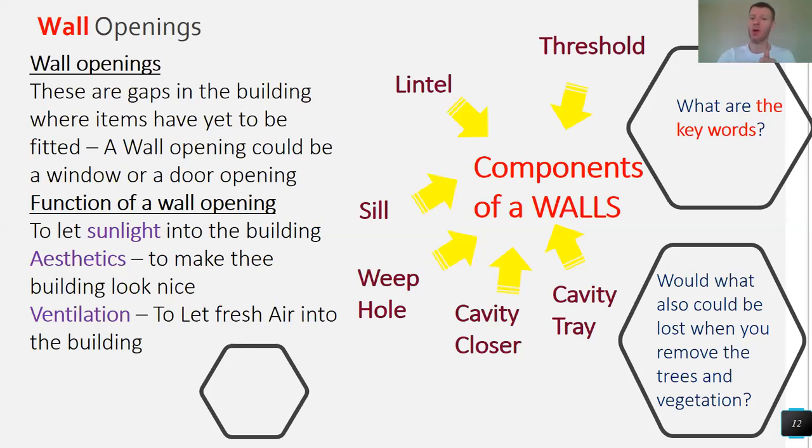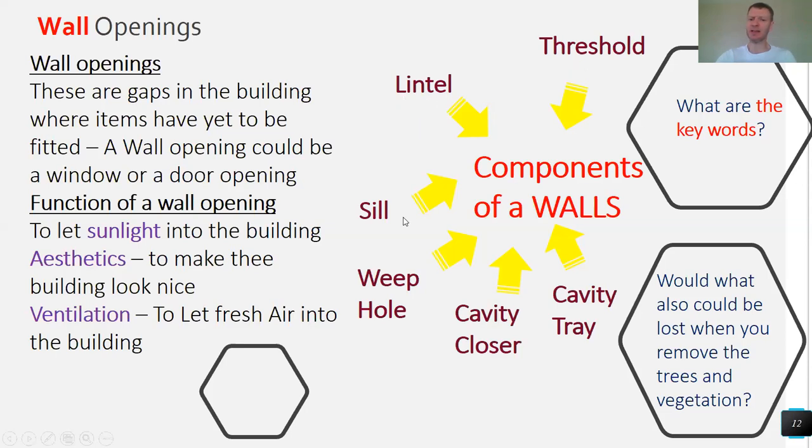Last but not least, wall openings are used for ventilation. Where your windows are, you can open your windows when it's too hot and let hot air out, but also you can let the fumes out. And if you're anything like me, when you're cooking, I burn most things, so I have to open the windows to let everything out.